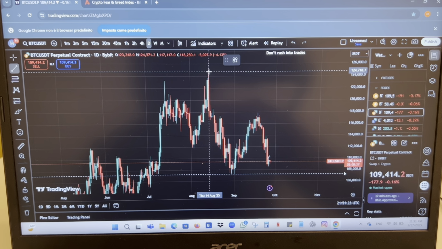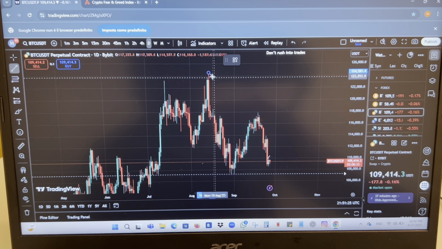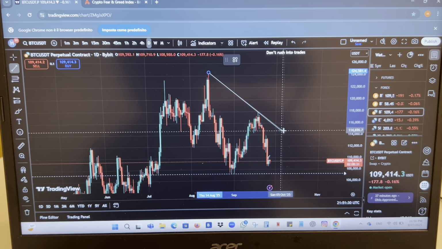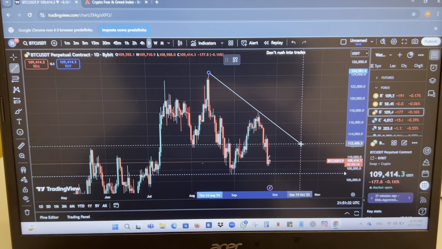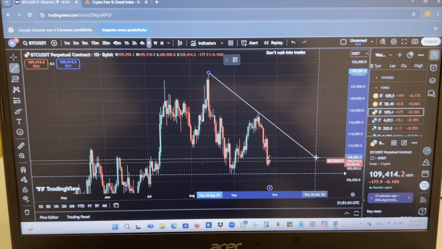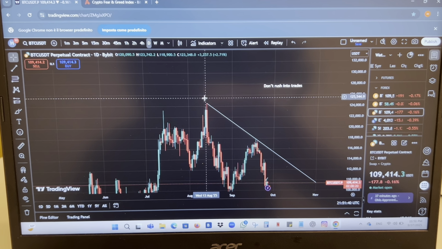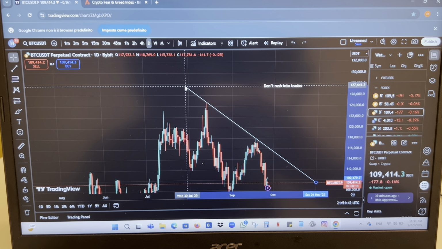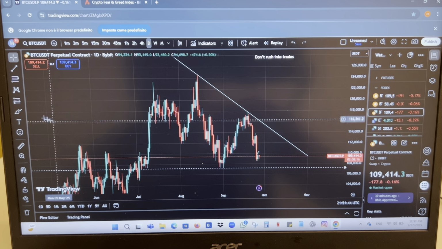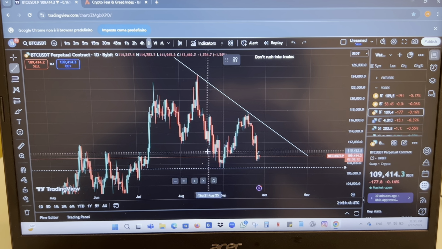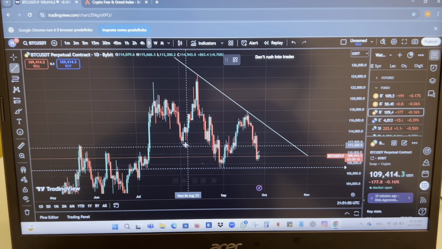So let's get this top of the wick and this top of the wick as well. We'll extend it a bit so we can really see the resistance level, and then we'll extend this as well, and then we'll go for the support. As you guys can see, there's some support somewhere over here because there are two lows somewhere over here.